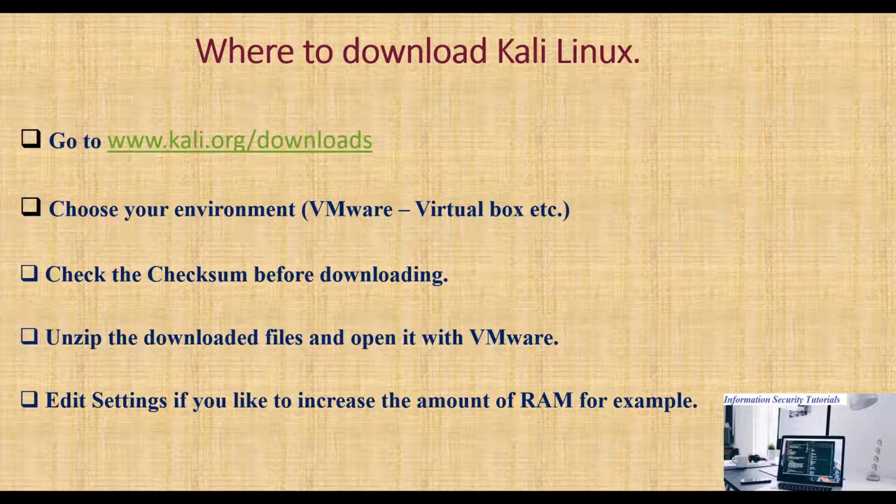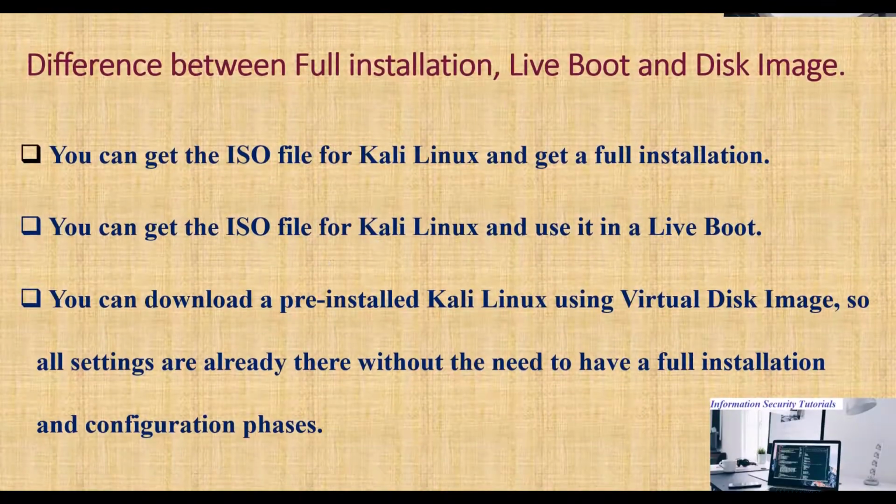After downloading, you can unzip the downloaded files and open them with VMware, if you are using VMware as your hypervisor. Then you can edit your settings to increase the amount of RAM, change the network configuration from LAN to bridged, and so on. And you start using your machine.